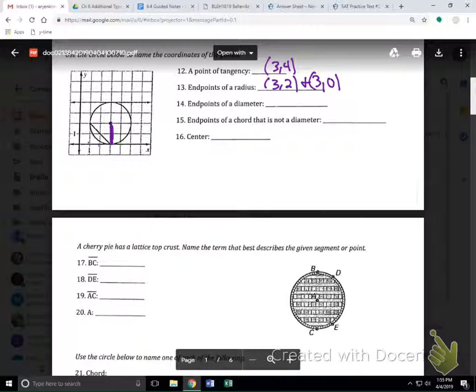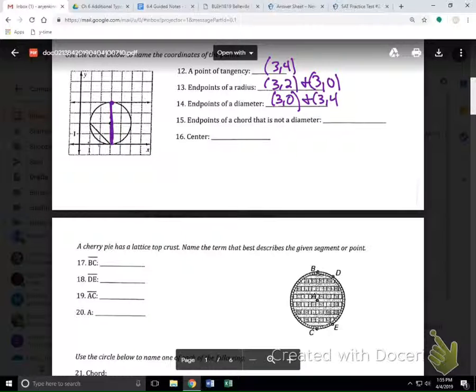Next one, name the endpoints of the diameter. Again, you can have a diameter as long as it goes to the center. You can have many of these. For it to be convenient, I'm going to keep the same endpoint from my radius, which is that 3, 0. And now I'm going to count this one as my diameter. Again, this does not have to be the one you chose. This is the one I chose. So 3, 0. And so my other point here is 3, I count up 3, 4.